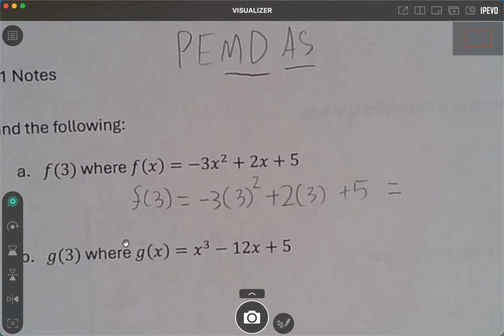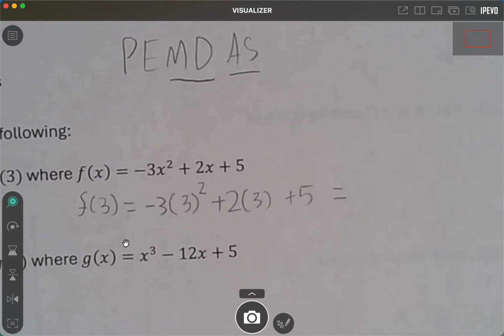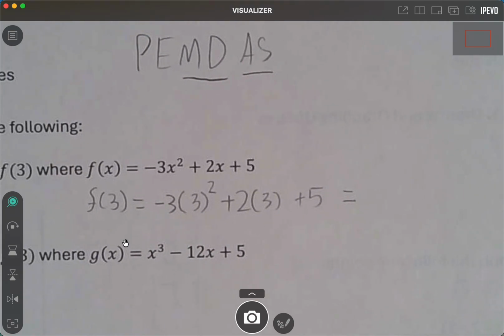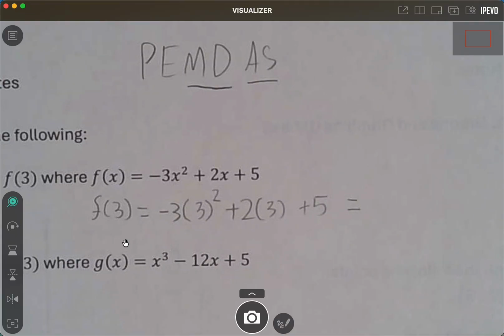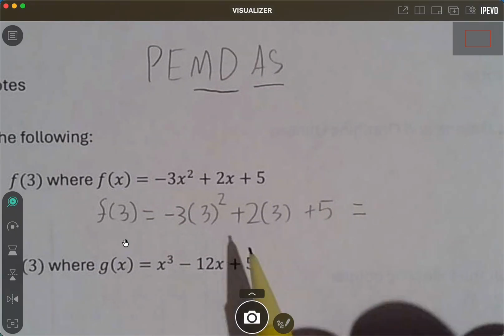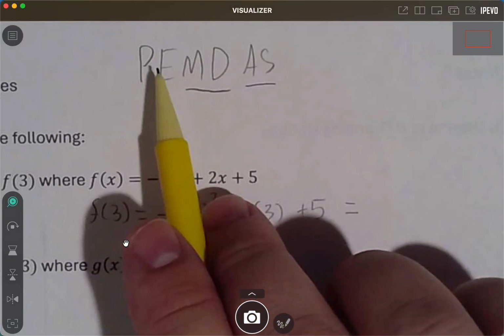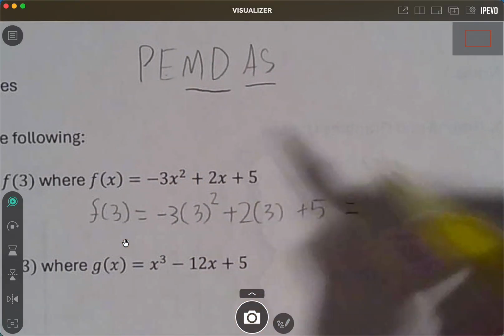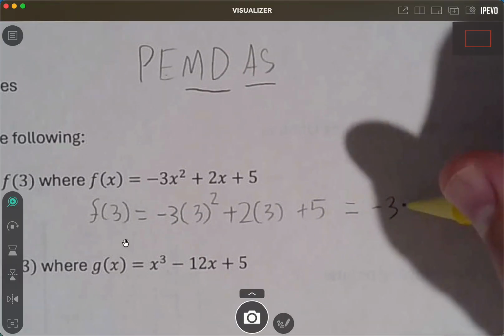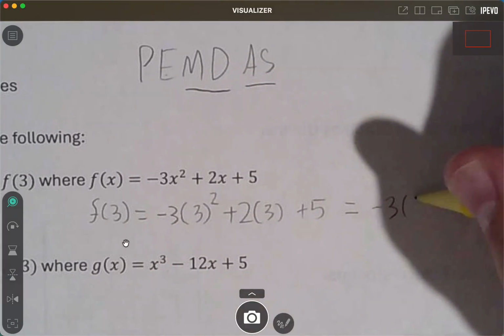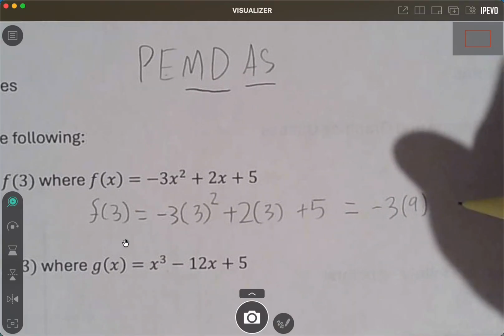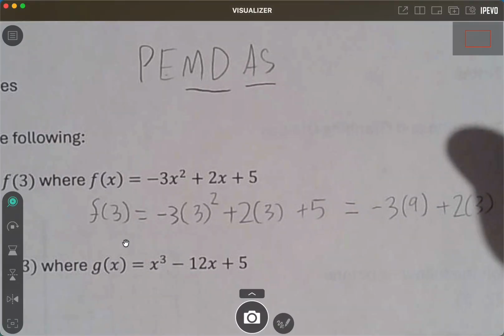So there are parentheses in our problem, but what do we mean by parentheses? Well, we mean if there's algebra to do inside, then please do it. However, all I have here is a 3 and a 3, so the parentheses are simplified, so it's time to move on to E, exponents. What do my exponents do? Well, there was a negative 3 out front. Now 3 squared is 9. Then I've got a 2 times 3, but I'm going to hold off on that because that's multiplication. And I've got a plus 5 at the end.